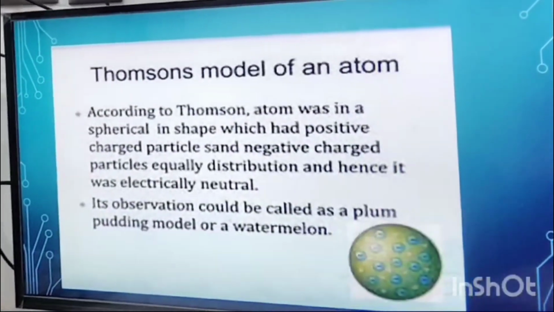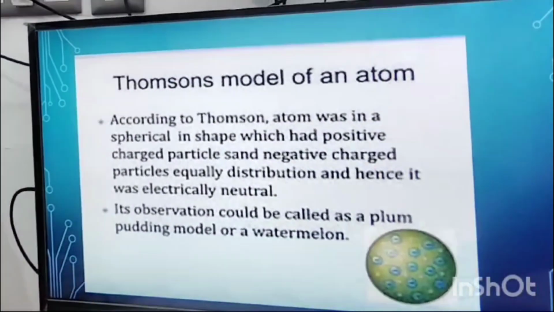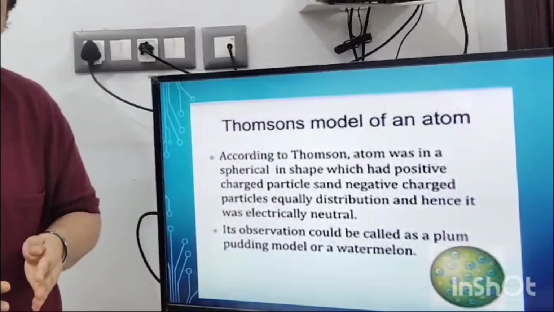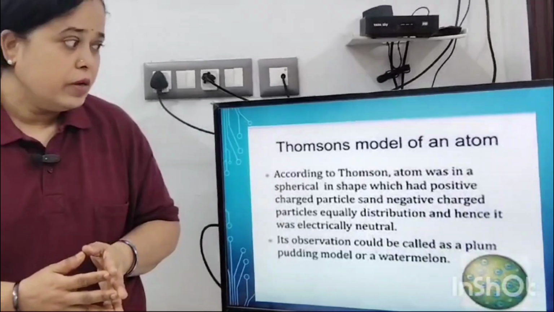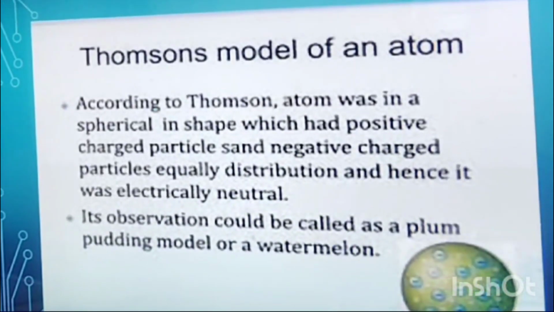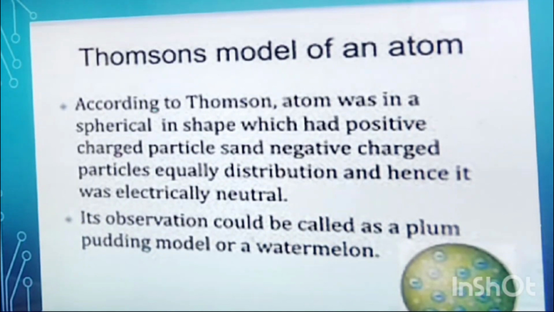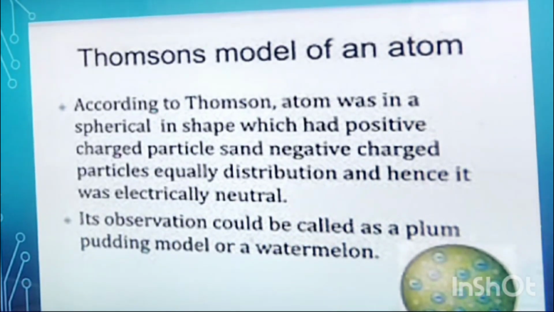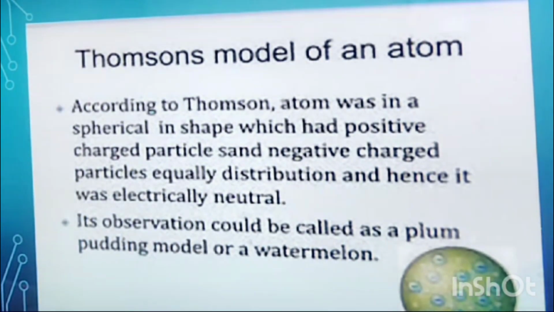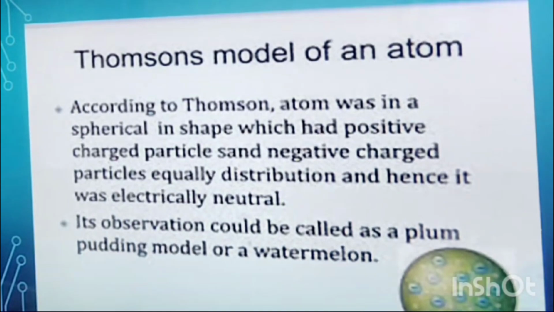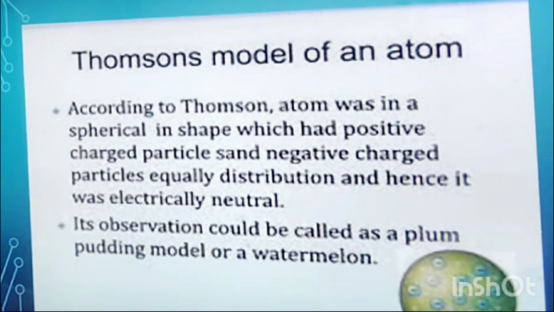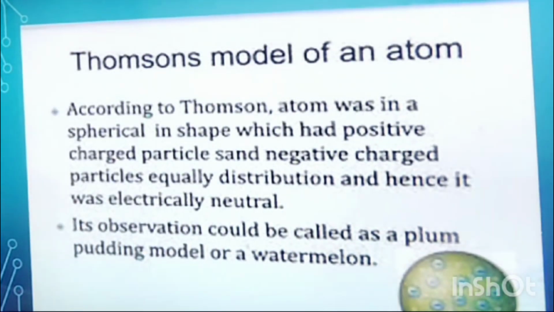Let's see this Thomson's model of an atom in detail. According to Thomson, atom is spherical in shape. It contains both positively charged particles and negatively charged particles, equal in magnitude and equal in number, and therefore it is electrically neutral. Its observation could be called as a plum pudding model or a watermelon. Let's see the video.